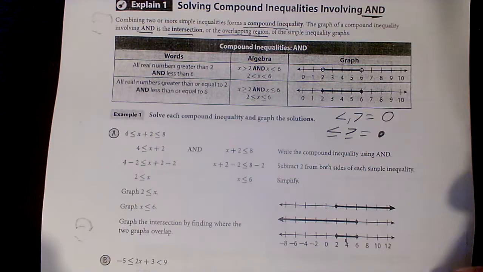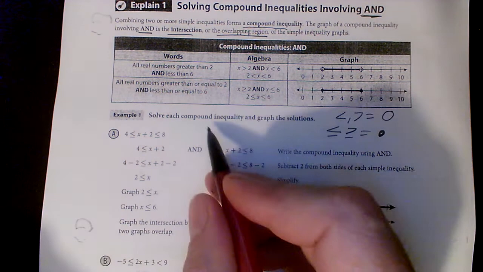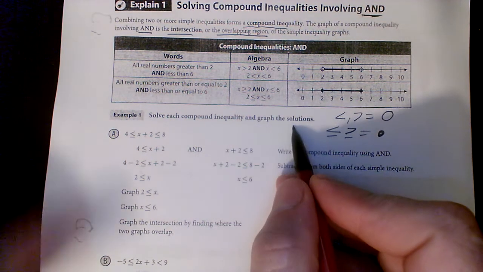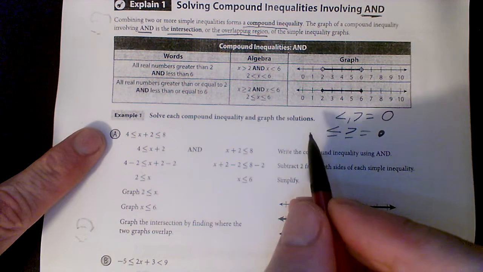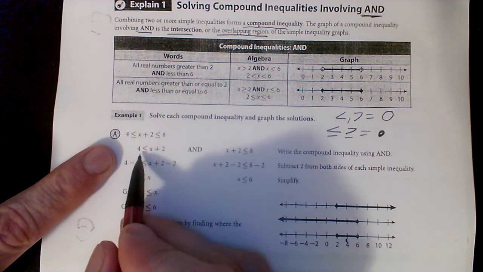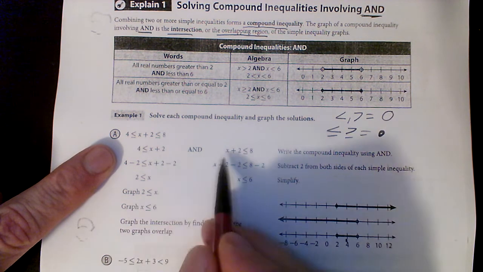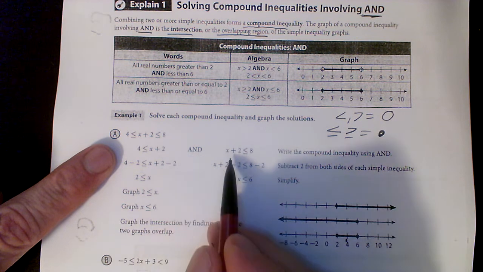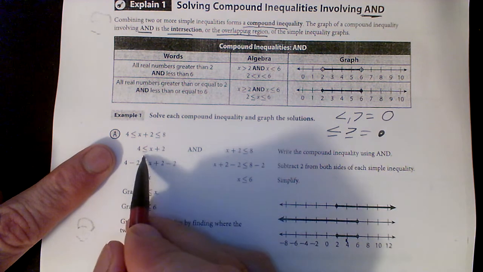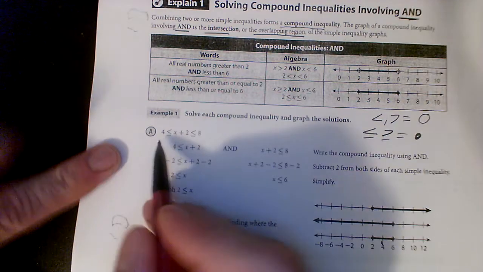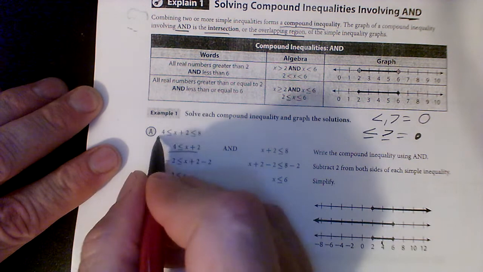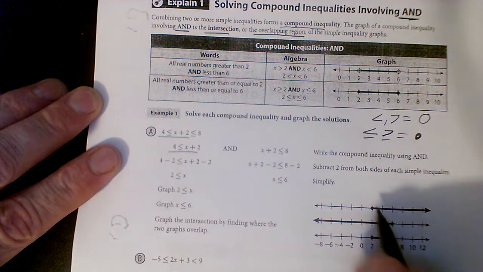So if you look here, we have sketch a compound inequality and graph solutions. So we have 4x plus 2, and x plus 4 is less than, let's look at it, there's part of it. This part right here is right here, 4 is less than x plus 2.